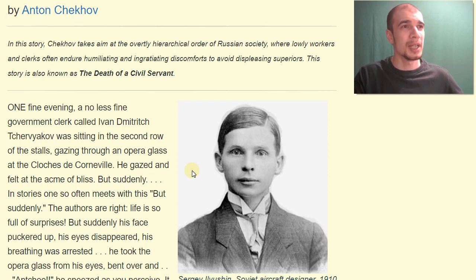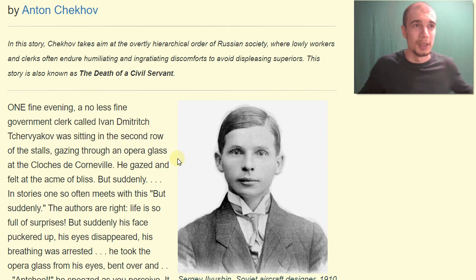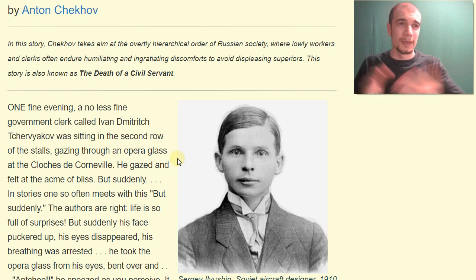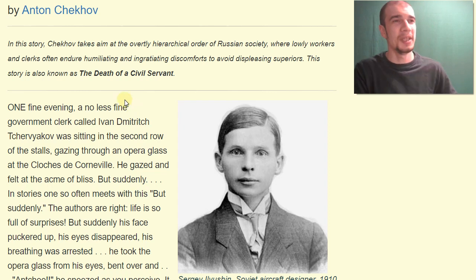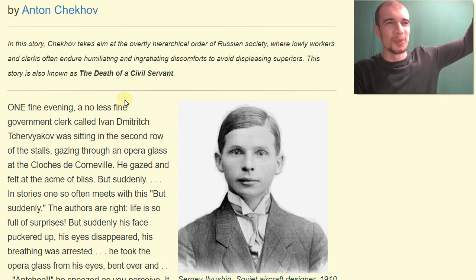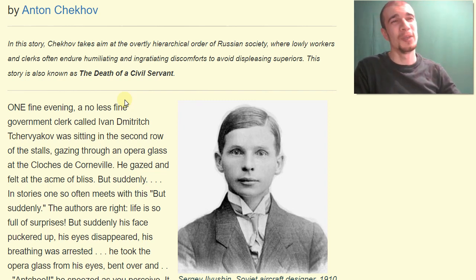One fine evening, a no less fine government clerk called Ivan Dmitrich Chervakov was sitting in the second row of the stalls. Stalls are the area in the theater, and the second row is just in front of the stage. So it has a very nice view. You can see it very closely and very well. Gazing through an opera glass at the Cloches de Corneville, I guess this is the name of the opera, he gazed and felt at the acme of bliss, the top, the strongest feeling of bliss, of happiness.